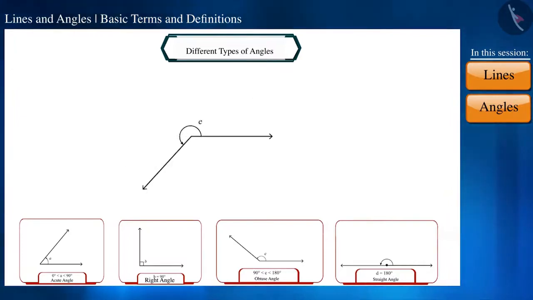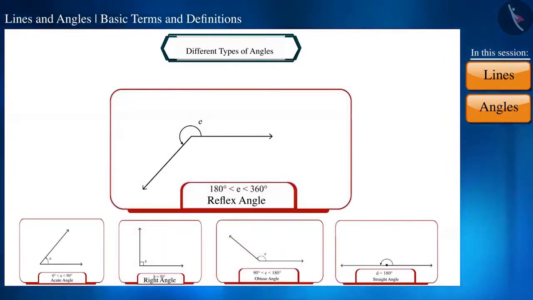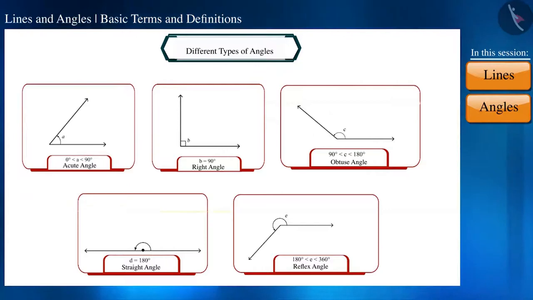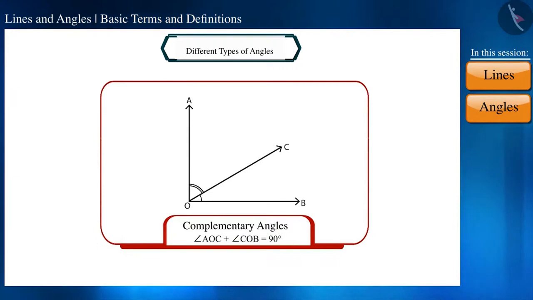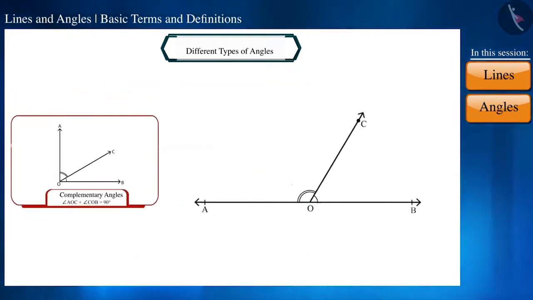If the measure of any angle is more than 180 degrees but less than 360 degrees, then we call it a reflex angle. Friends, if the sum of any two angles is 90 degrees, then we call them complementary angles. And if the sum of any two angles is 180 degrees, then we call them supplementary angles.